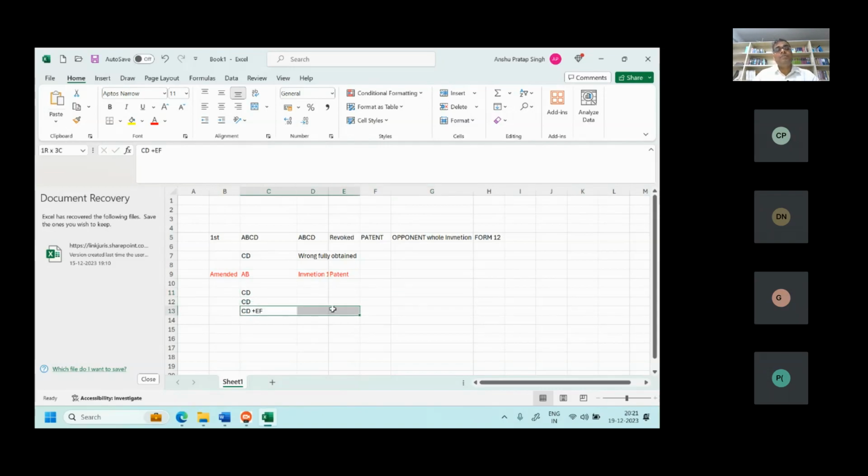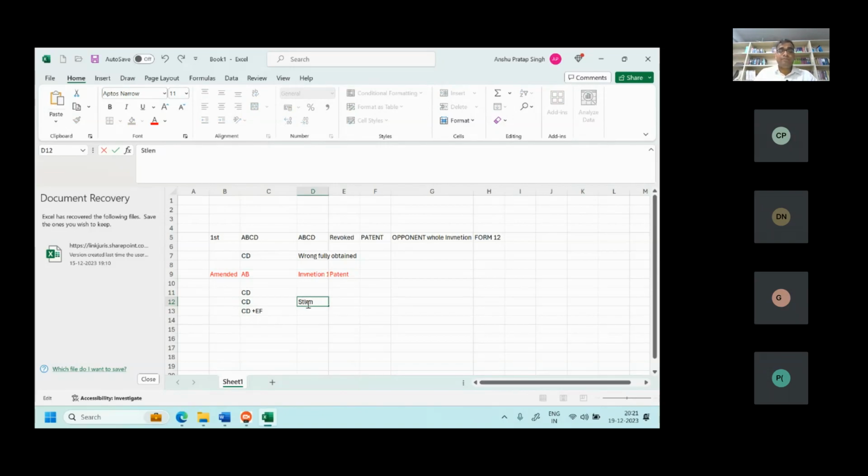However, what will happen? If you succeed that your invention is established, what is the date that will be deemed to be filed? They say that whatever was the obtained part, its priority will be deemed as the date of filing of the earlier invention. Okay. CD was stolen. It's a stolen part.